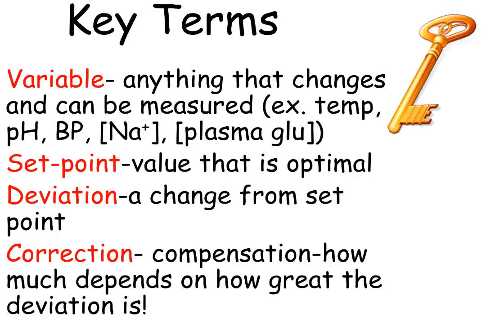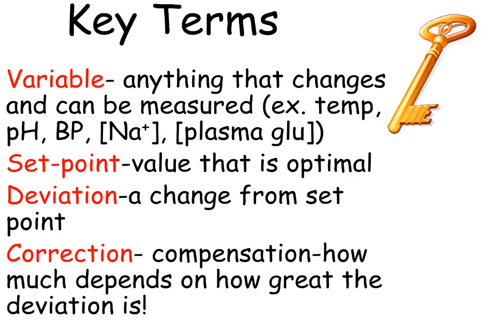A deviation is a change from set point. If the patient's variable migrates out of an acceptable range, we say that's a deviation. For example, pH. Acceptable range, 7.35 to 7.45. If the person deviates to 7.46, that's out of the acceptable range. That's a deviation. Correction is really how the patient will compensate.